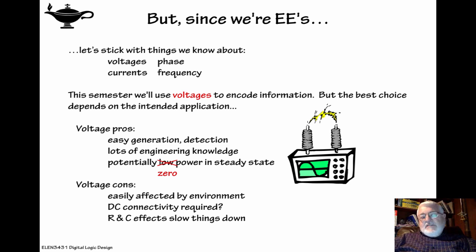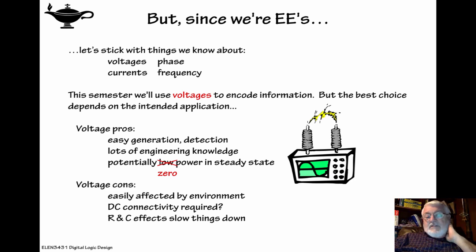What are the pros of using voltage? Well, first of all, it's very easy to generate voltages. It's easy to detect them. There's lots of engineering knowledge, a large storehouse of information on voltages. And you're going to spend, what, Intro to EE, Circuits 1, Circuits 2, Signals and Systems, Electronics 1. Electronics gets into current a lot. There's a lot of current going on in electronics if you're working with bipolar junction transistors. But anyway, then you're going to get the fundamentals of power and do lots of voltage again. But now in power, phase, frequencies, and currents come into play. Anyway, my point is lots of information. And potentially low power in the steady state, possibly zero power, which means it's efficient.